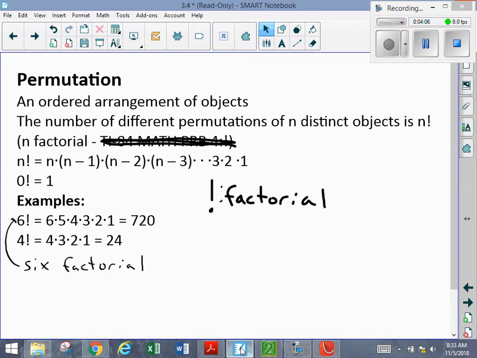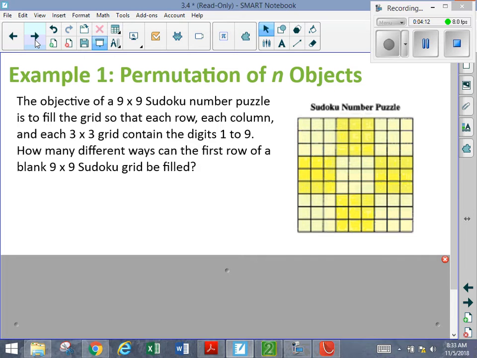All right. So let's see. Back over here. Let's look at a permutation of n objects. I don't know if you guys have ever played Sudoku, but the way it works is you've got 1, 3, 9, 8, 7, 6, 4, 2. What is missing? 5, right? So in a Sudoku puzzle, this is already predetermined.